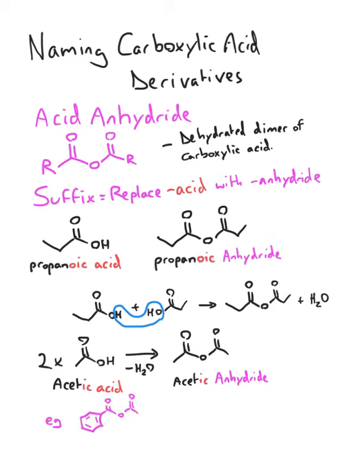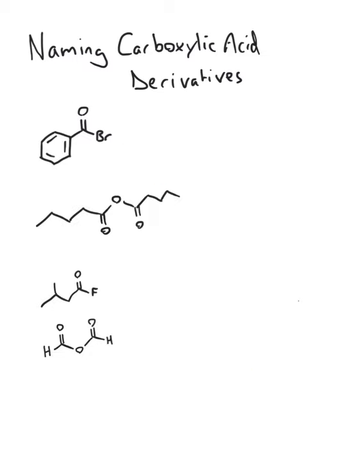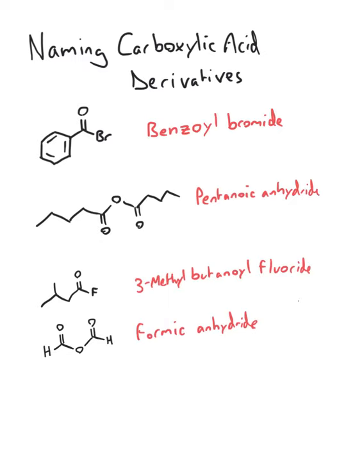Now, if you have an asymmetric anhydride, don't worry about it. You won't be asked to name it. I promise you that. Now let's practice. What are the names of these following structures? You may pause now. And here are the answers.